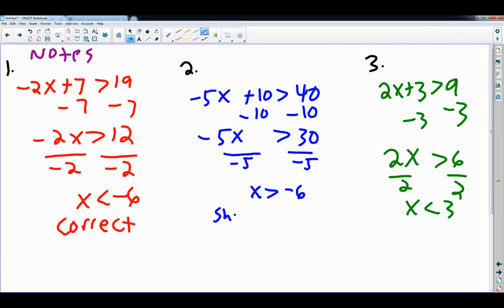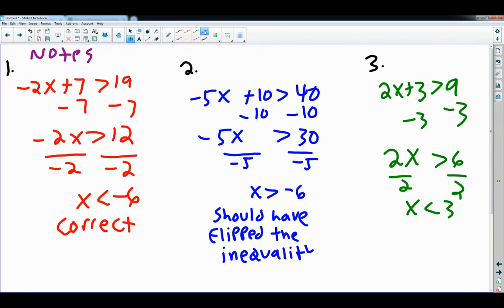So we should have flipped the inequality. I'll write that below. Okay, so this should go from greater than, it should have flipped to less than. So it should have looked like this: x is less than negative 6. Okay, so that should have been our answer.